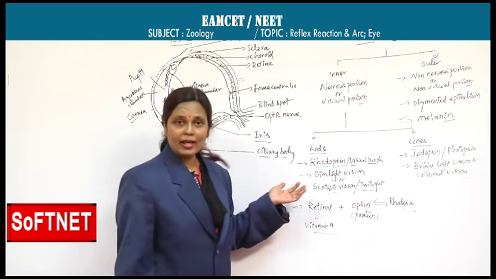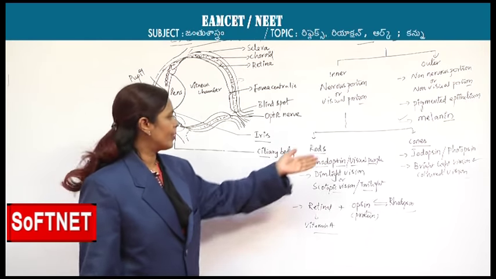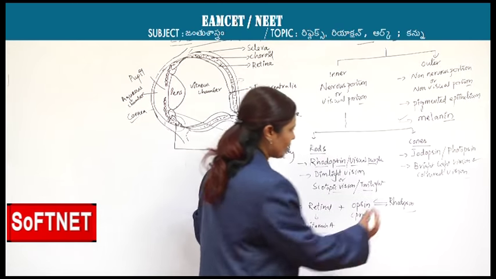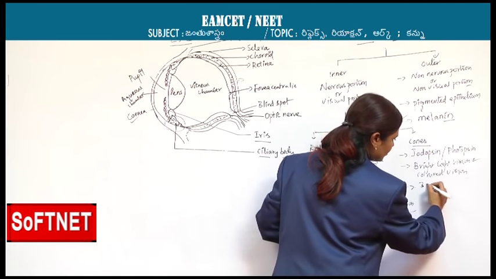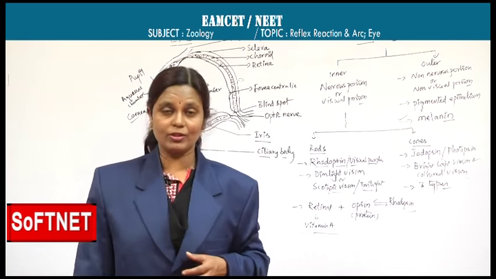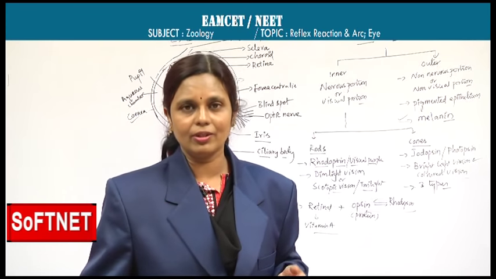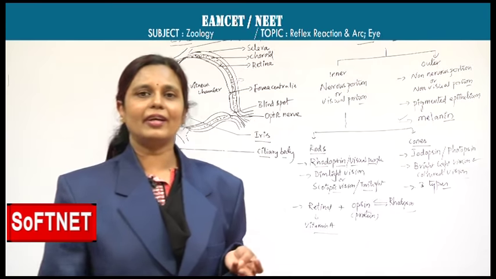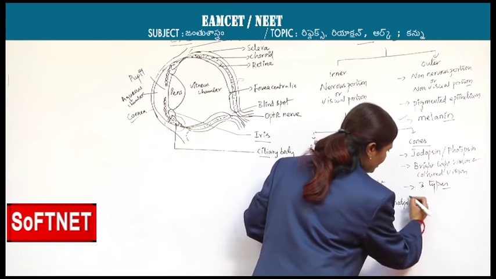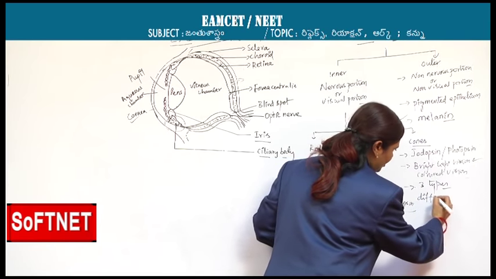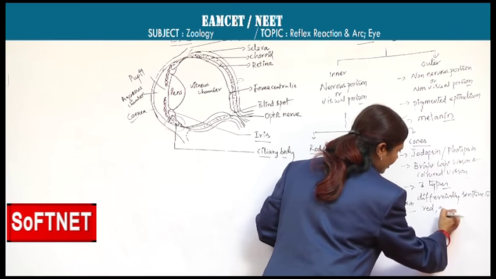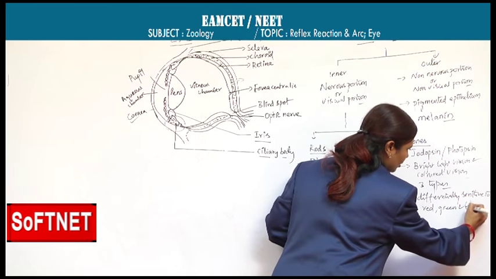And the other thing is, unlike the rods where they are all alike, cones are of 3 different classes, 3 different types. And these 3 different types of cones are differentially sensitive to 3 different colors, that is red, green and blue colors.